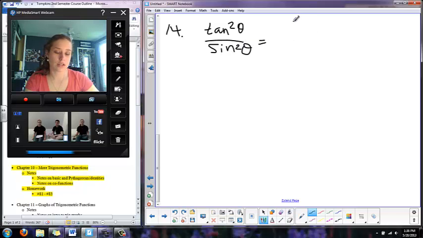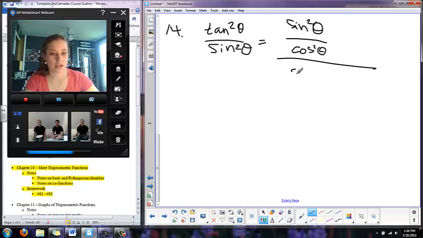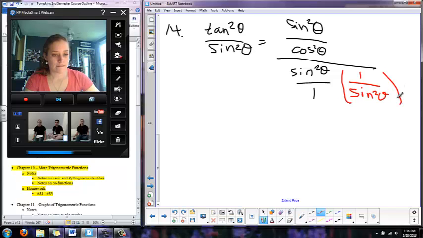Well, tangent is sine over cosine, so tangent squared is sine squared over cosine squared. And in the denominator, I can write sine squared just over 1. And now I'm going to have to multiply by the reciprocal. So I'm going to multiply by 1 over sine squared theta, on the top and on the bottom. And I'm really sorry that this is messy, but it's not really getting easier to write with a mouse.